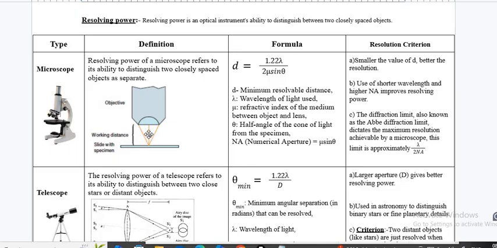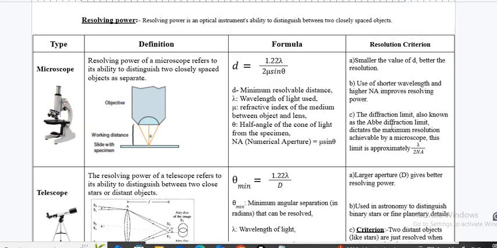Theta is that angle. This is forming a cone, so the half angle of this cone is represented by theta. And this cone is sometimes represented by the numerical aperture. How much light you will be able to gather is represented by the numerical aperture. So if you are able to satisfy this condition, the microscopic particle will be properly resolved by the microscope.